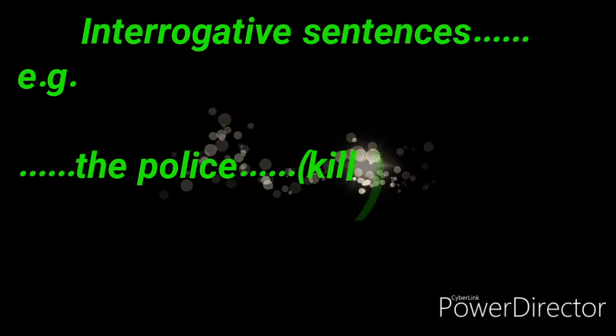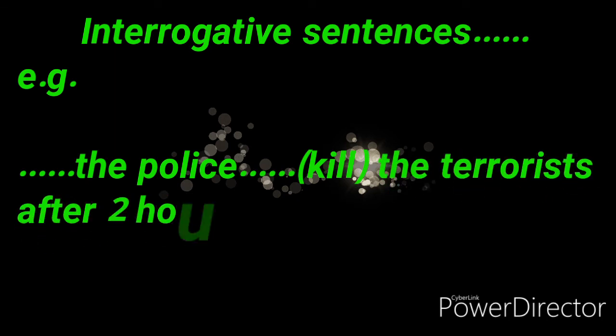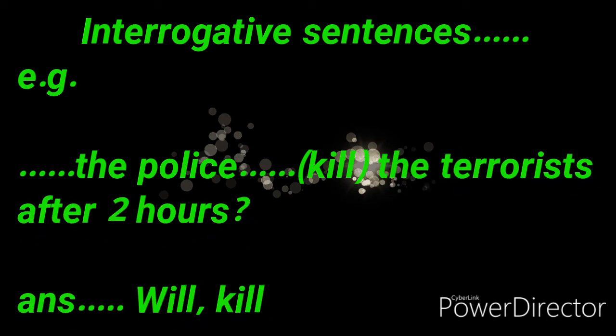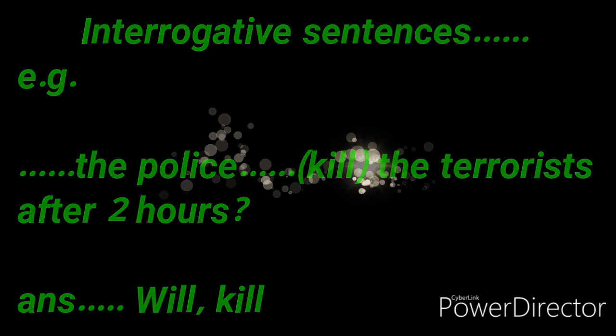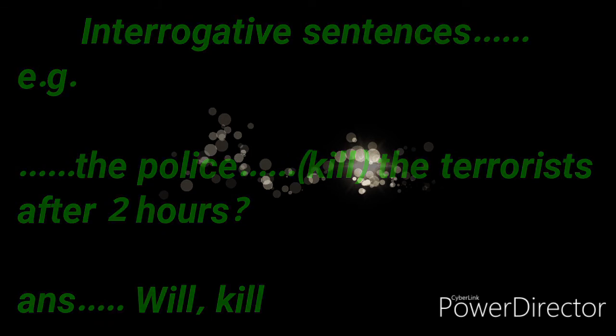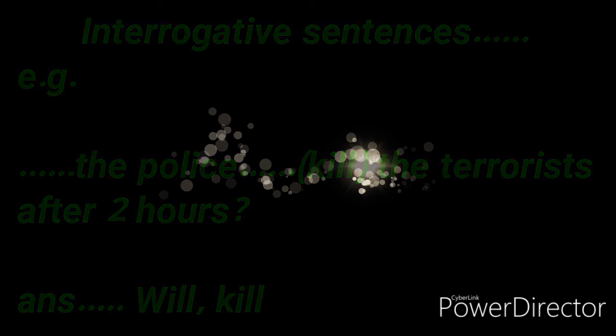Interrogative sentences. In interrogative sentences we use the helping verb before the subject and the main verb is used after the subject. In this sentence, after 2 hours has been given to us, that is the time adverb of simple future tense. With the police we will use will and kill is first form, so the answer is will kill.